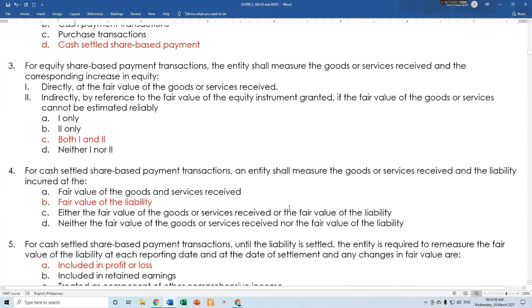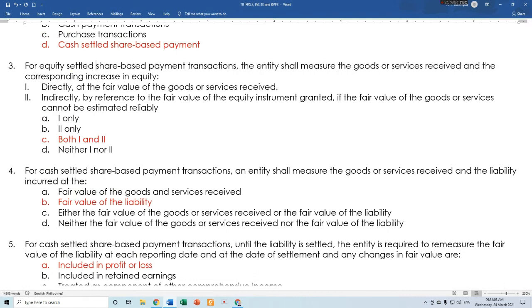Pangatlo, for equity settled share-based payment transaction, the entity shall measure the goods or services received and the corresponding increase in equity. First statement, directly at the fair value of the goods or services received. Letter number 2, indirectly by reference to the fair value of the equity instrument granted if the fair value of the goods or services cannot be estimated reliably.